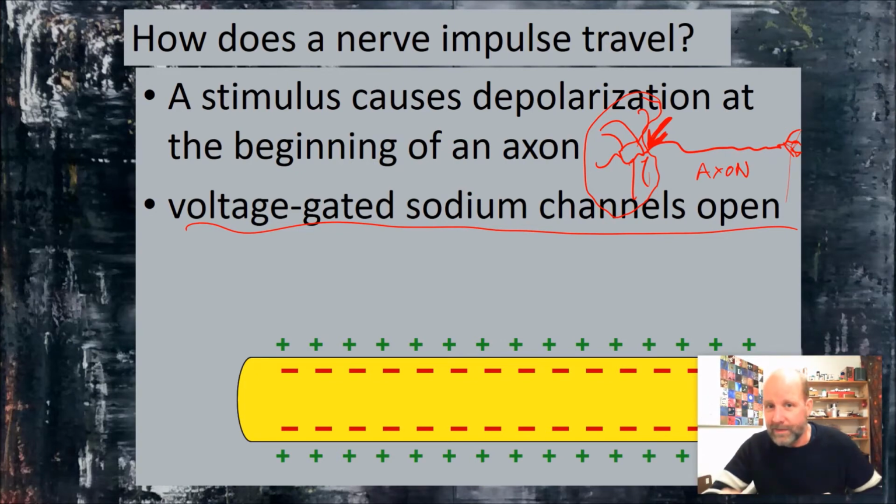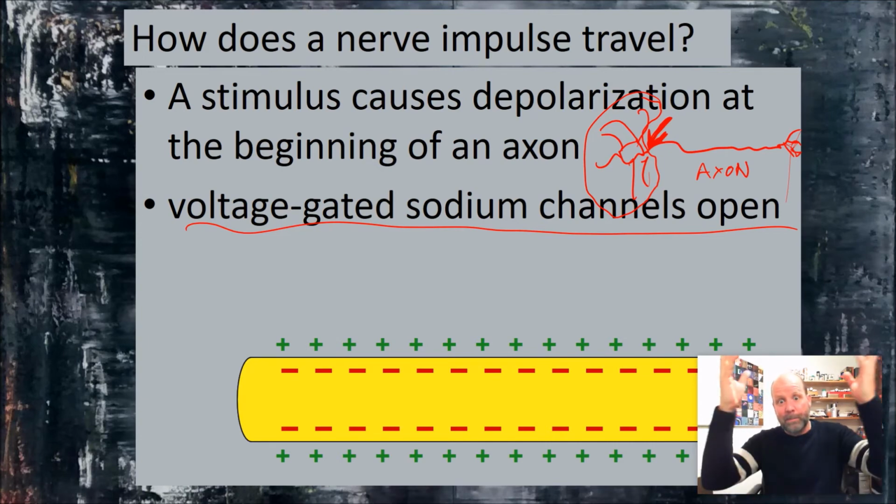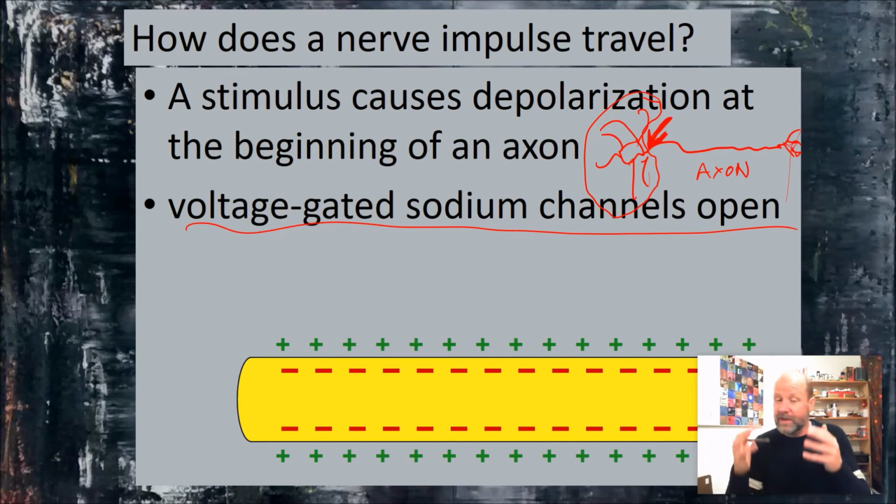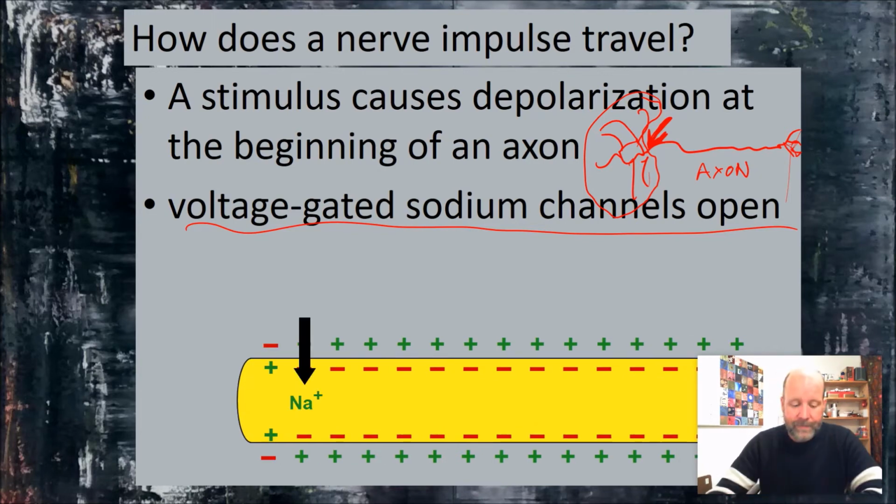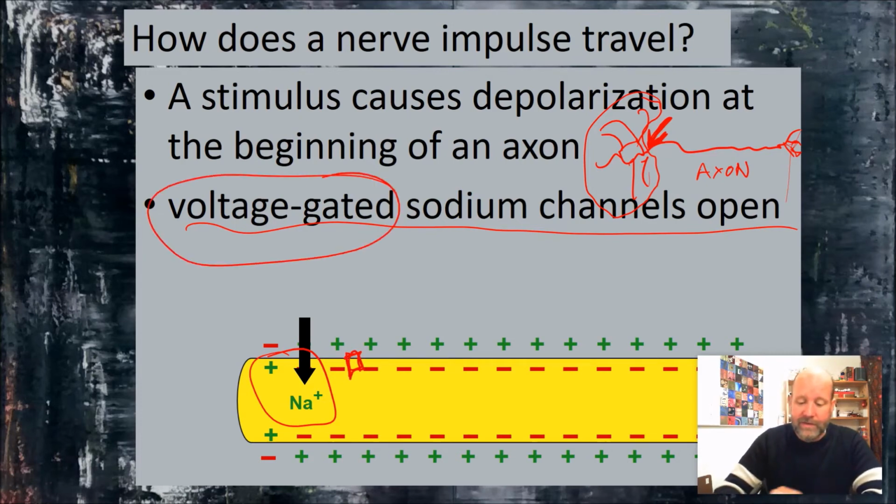Think about what that does to our polarization, right? It's negative inside, it's positive outside, but a bunch of positives come rushing in. So that's going to kill our negative inside, right? So our membrane potential is now toast. It's gone. So sodium rushes in and it actually becomes positive on the inside. That makes a sodium channel right here, right next in line, open because it's voltage-gated sodium channels, because it's going above negative 55.